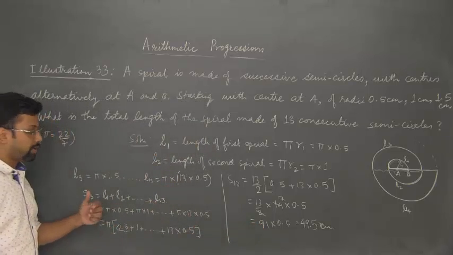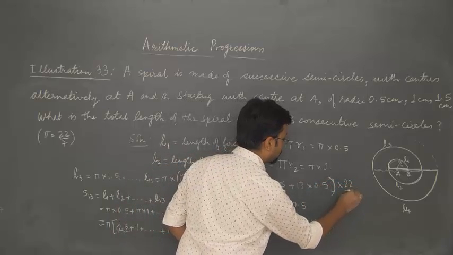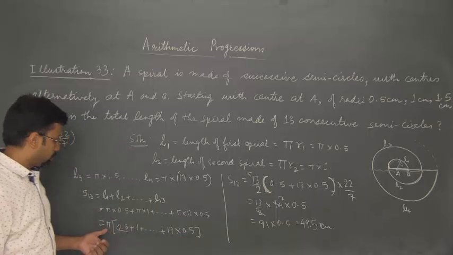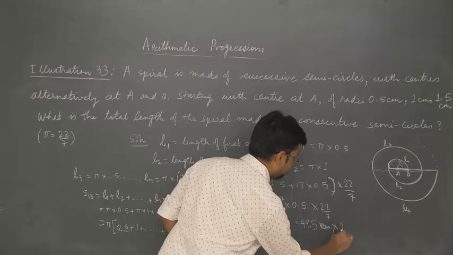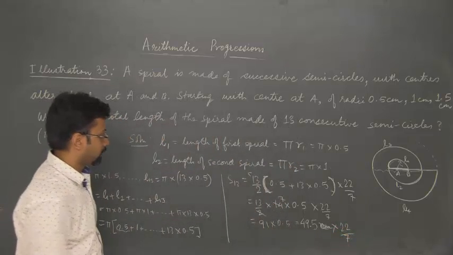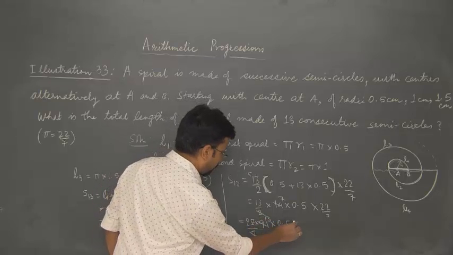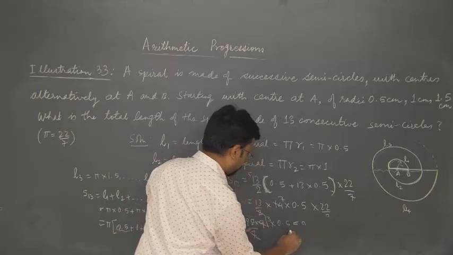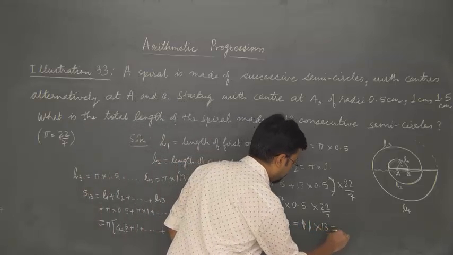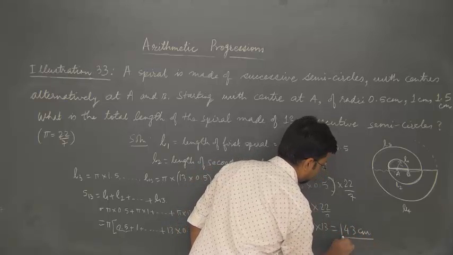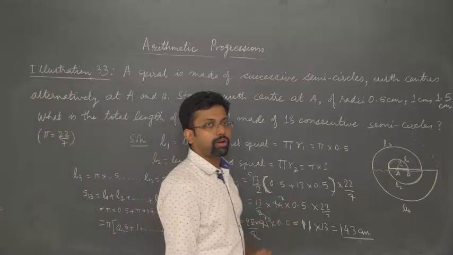Oh, we forgot the pi value here. So we have S13 equal to, you have to multiply it with 22 by 7. We skipped this. We calculated the sum of 13 terms here. We skipped this pi, and pi is given to be 22 by 7. So we will have to multiply it with 22 by 7 also. So here you have 22 by 7 into 91 by 2 into 0.5. So you have 22 into 13 into 0.5, which is 11 into 13, which is equal to 143 centimeters. So this is the final value that you get. So the length of the spiral made up of 13 consecutive semicircles would be 143 centimeters.